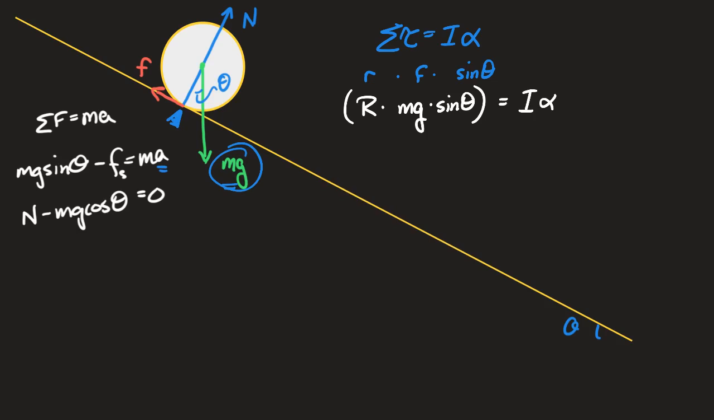Now, for the object to be rolling, there's a special condition placed on alpha. If we think the object's rolling, then the condition placed on alpha is that it must equal the linear acceleration divided by the radius of our object.